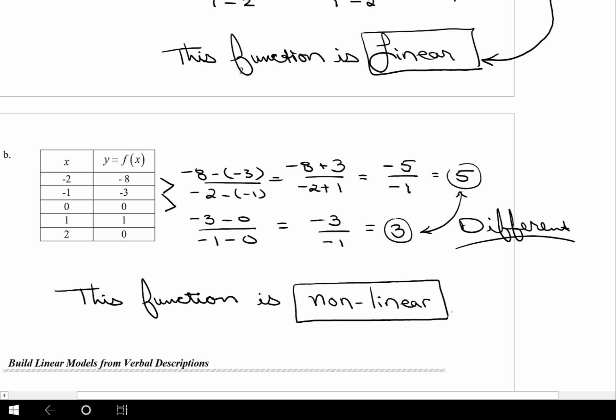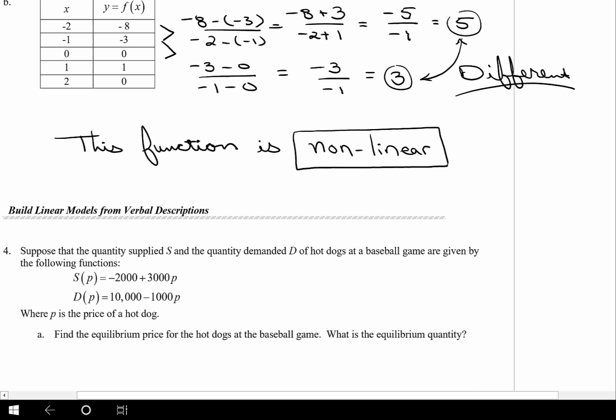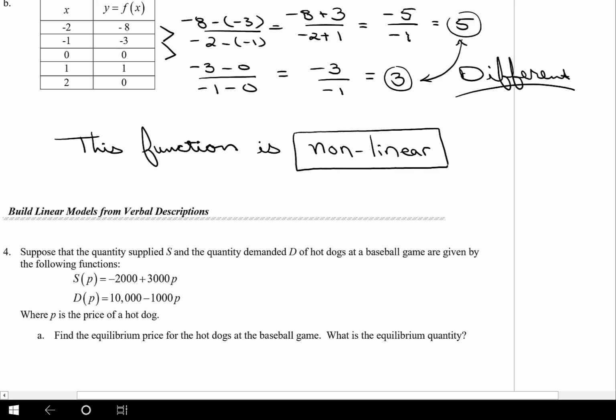Since it's non-linear, I don't have to write down the equation, because we're only writing down the equation if it's linear. Let's go ahead and do this next problem right here.